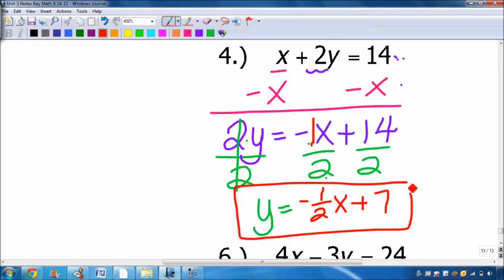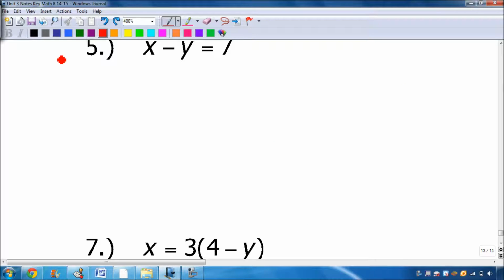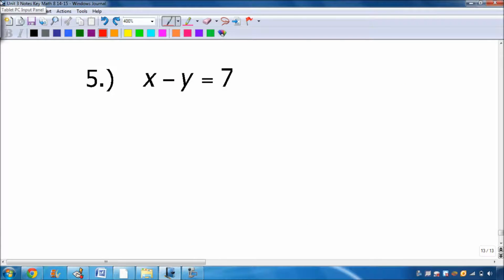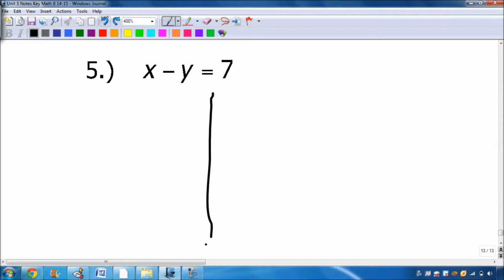If you did not understand question number 4, I want you to go back and rewind it and make sure that you really get questions like this. Number 5, I'm going to show you guys 2 different ways to solve this problem, and I expect that you get both ways written down on your paper so that you have something to refer back to when you look back at your notes, okay?